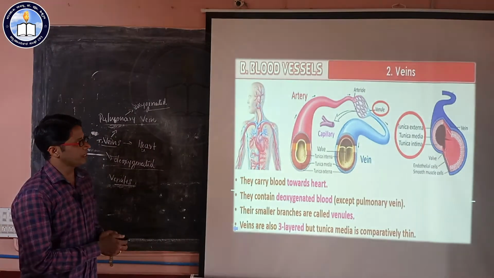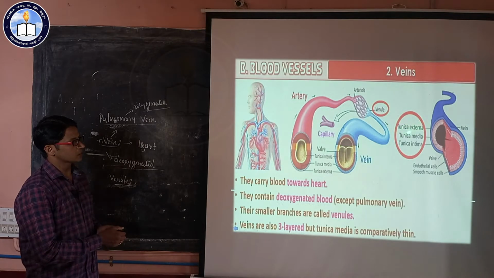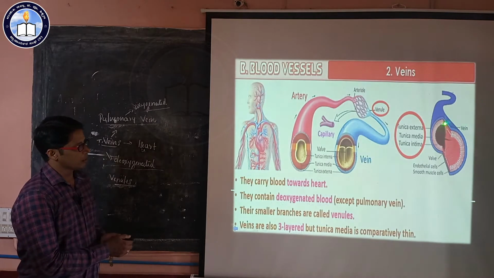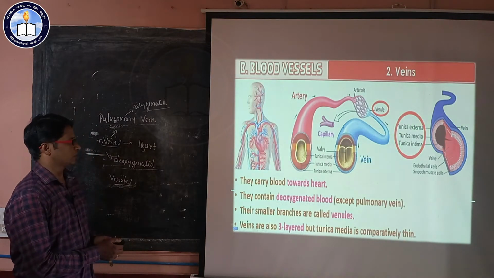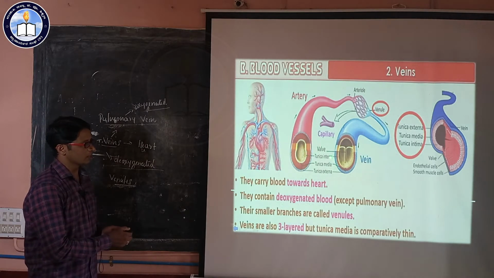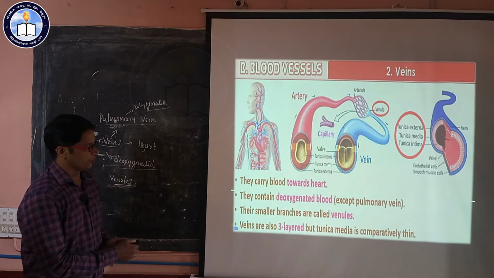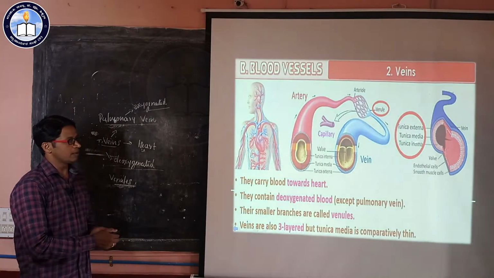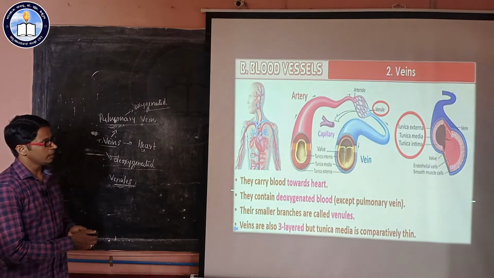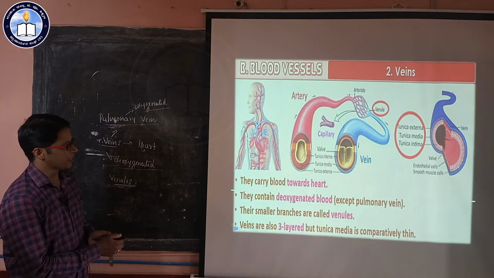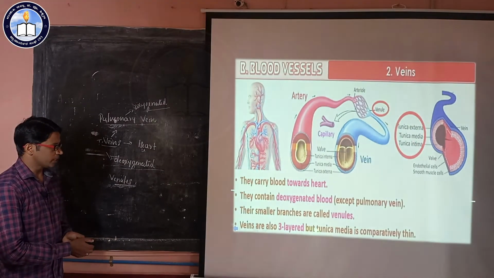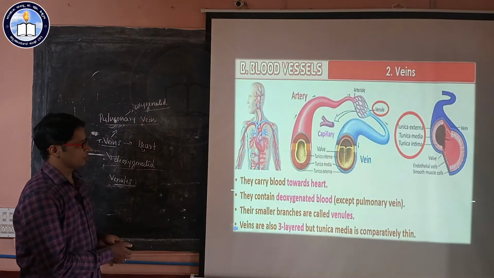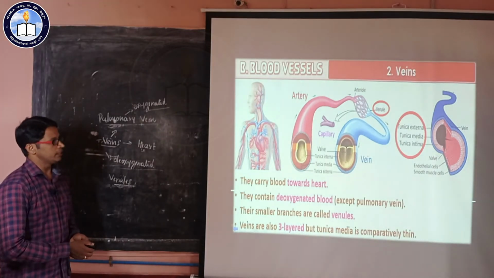Arteries are made up of 3 wall layers: outer tunica externa, tunica media and the tunica intima. In the same way, the veins are also made up of 3 wall layers. ಇಲ್ಲೂ ಸಹ 3 ಲೇಯರ್ ನ ನೋಡ್ತೀವಿ: tunica externa, tunica media and tunica intima. But the middle layer, tunica media, is comparatively thin when compared to the arteries.